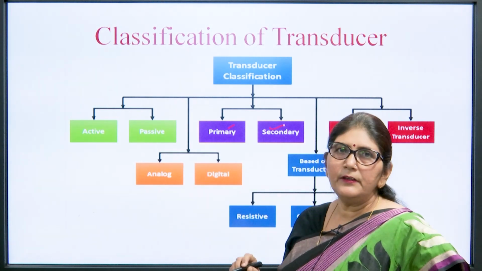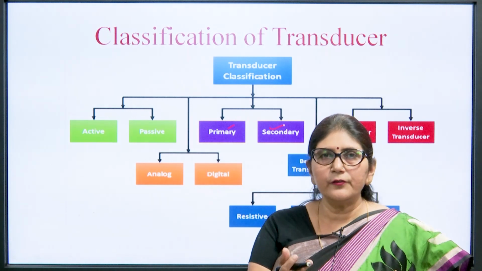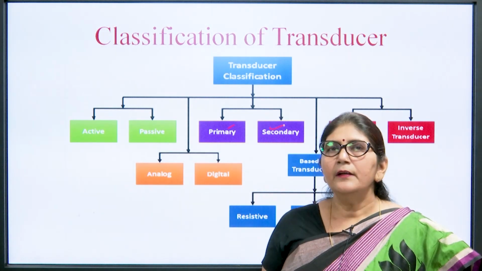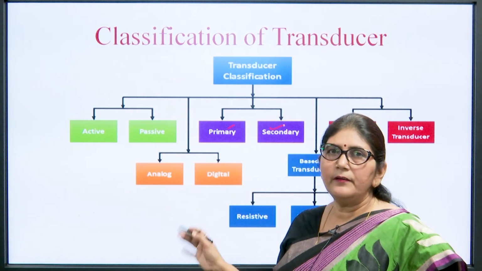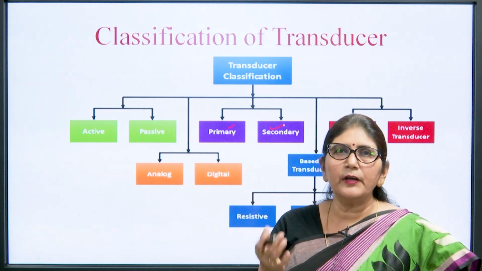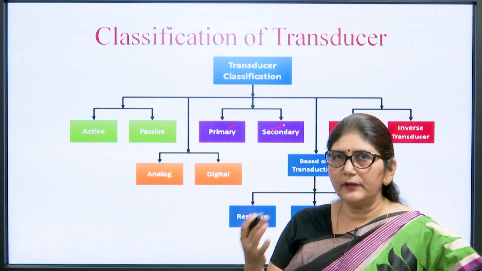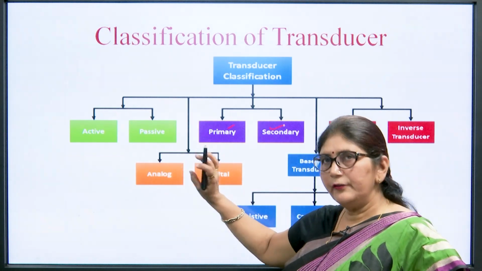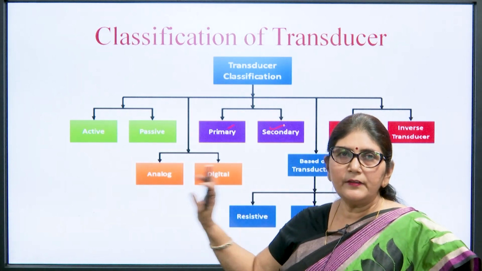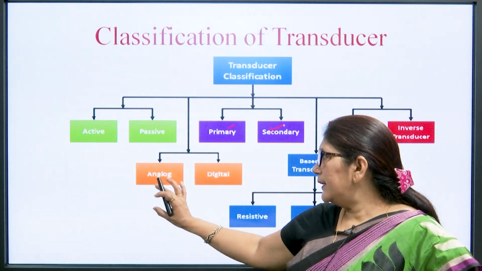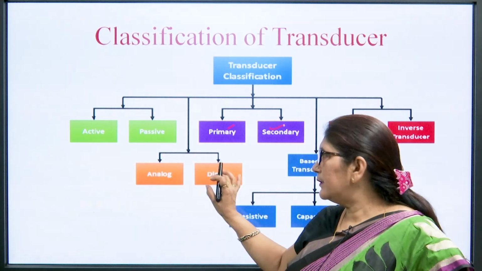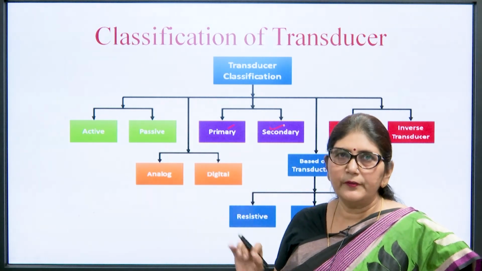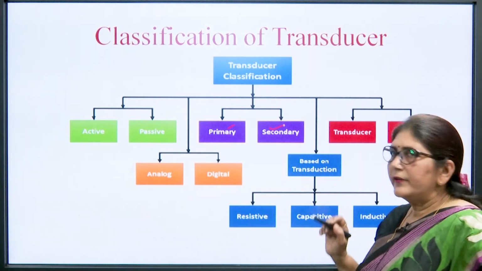Similarly, analog and digital. If any transducer converts the input into an analog electrical signal, then it is analog type, and if we want to convert it into digital form, then we have to use an analog to digital converter. When a physical quantity is converted into an electrical quantity in the form of an analog signal, it is an analog type of transducer, and otherwise if it produces a digital signal, then it is a digital type of transducer.